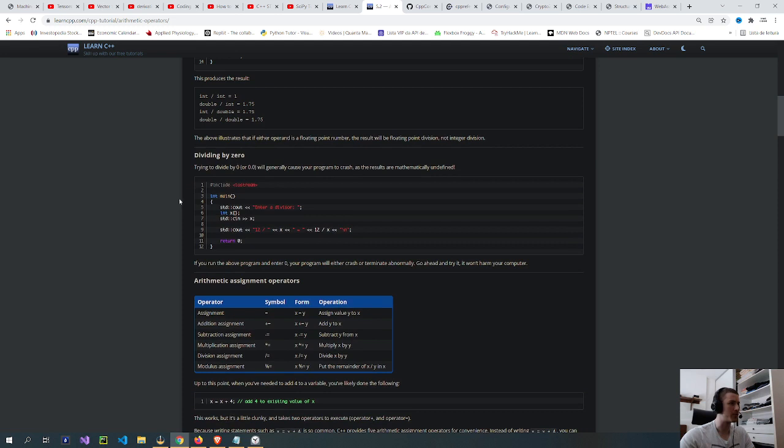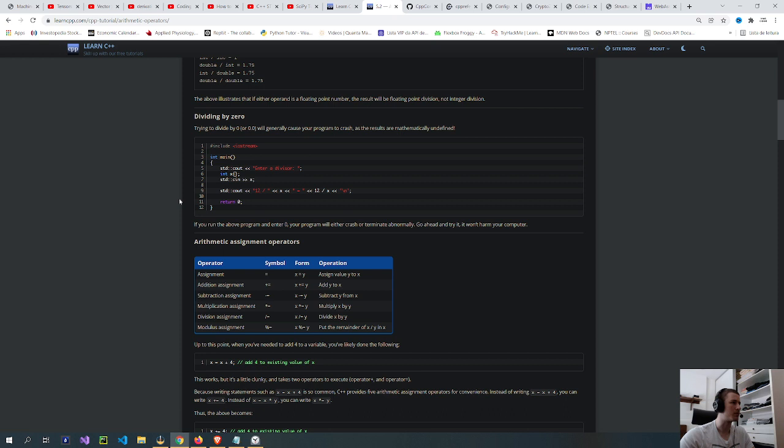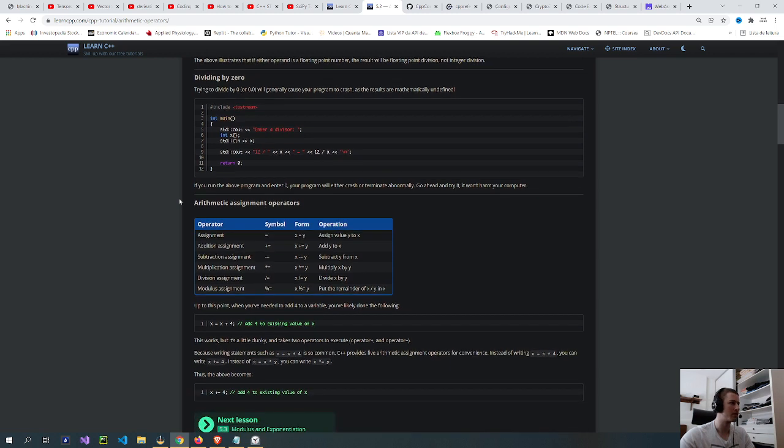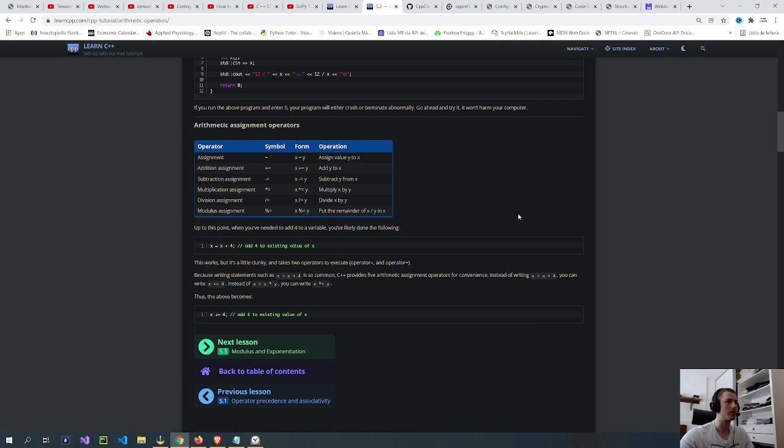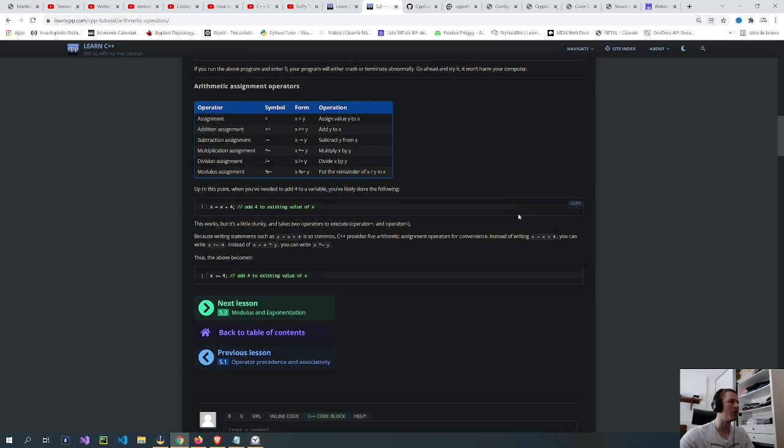The above illustrates that if either operand is a floating point number, the result will be floating point division, not integer division. Dividing by 0: trying to divide by 0 will generally cause your program to crash as the results are mathematically undefined. If you run the above program and enter 0, your program will either crash or terminate abnormally. Go ahead and try it, it won't harm your computer.